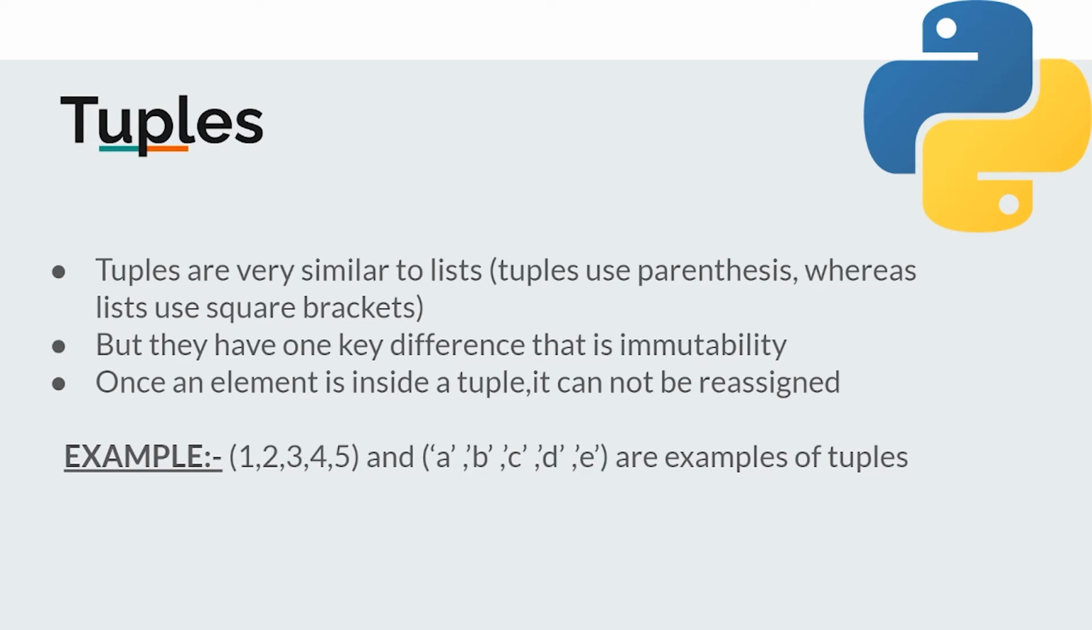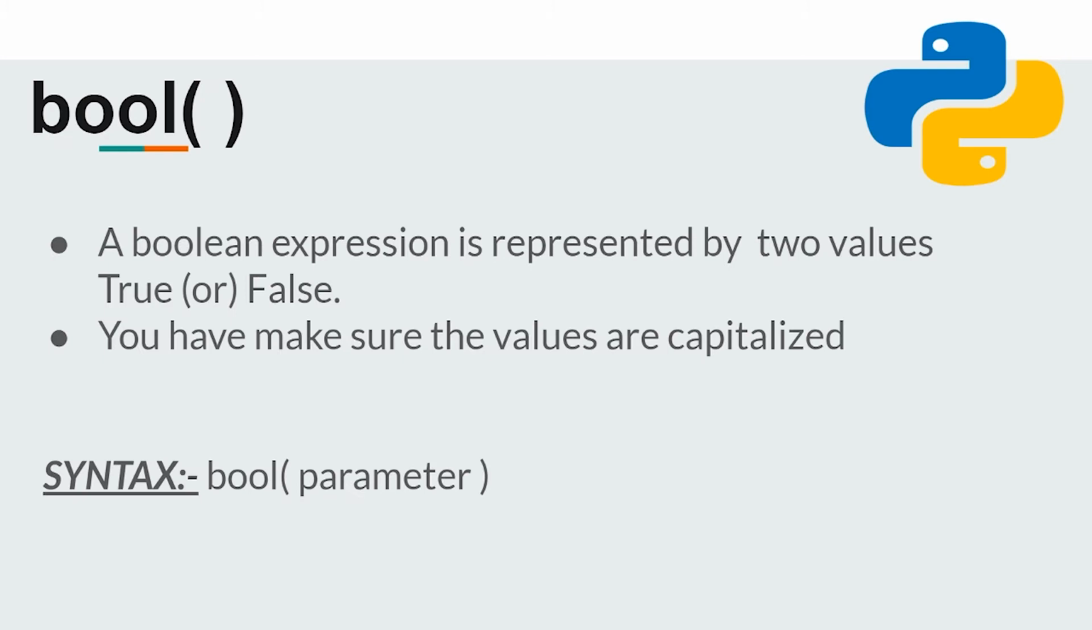For example, you can see this tuple 1, 2, 3, 4, 5 and A, B, C, D are examples of tuples. Now we'll be seeing about the bool method. A Boolean expression is usually represented by two values, which is either True or False. You have to make sure that the values are capitalized, or else you'll receive an error showing that the name is not defined.